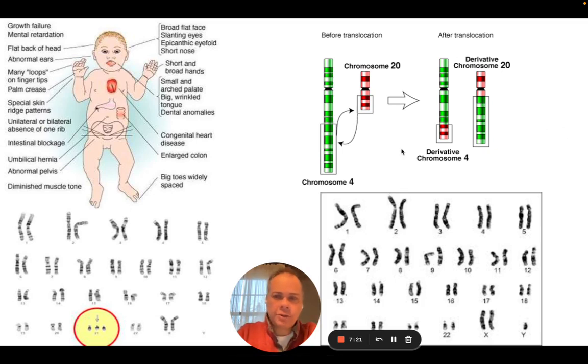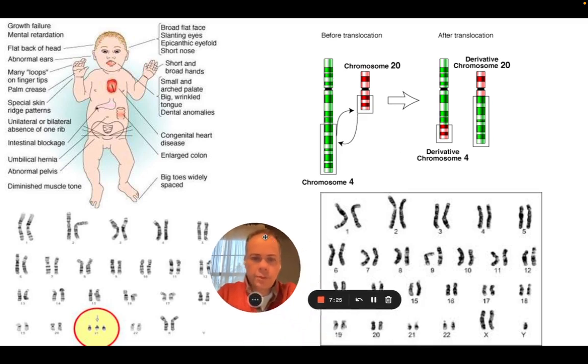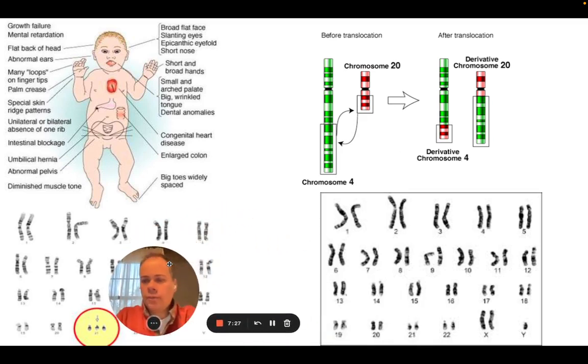We can also see sometimes there are other chromosome abnormalities that take place, and we can see that here. We can see that a section of one chromosome can actually break off and be transferred to another chromosome. It's called translocation. Here we have the extra X chromosome that we saw earlier.